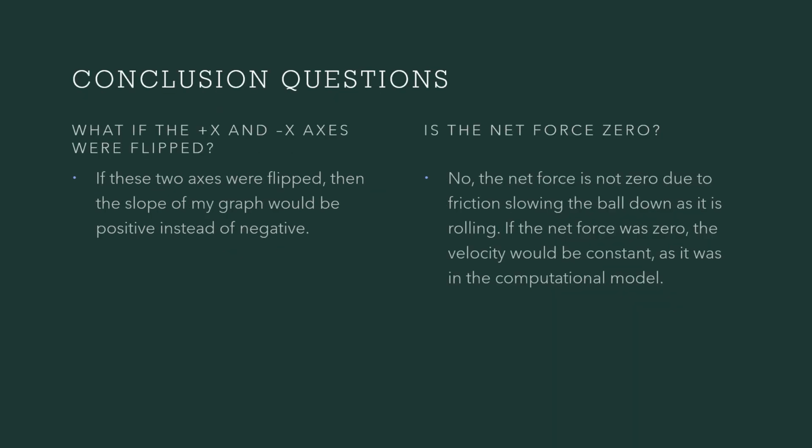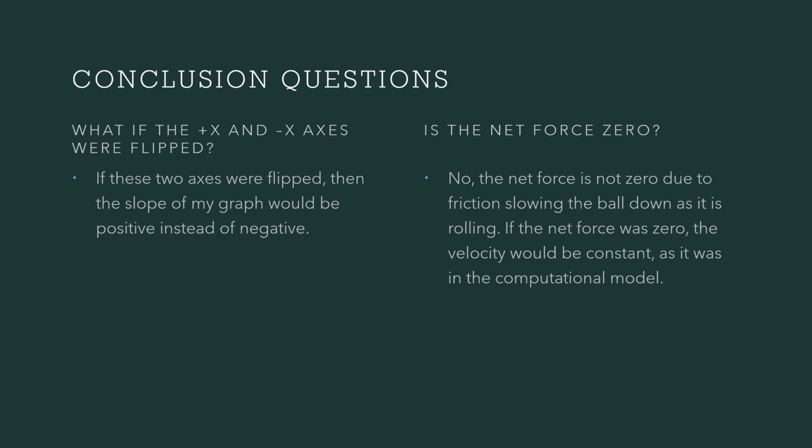Then the conclusion questions: what if the positive and negative x-axes were flipped? If these two axes were flipped, then the slope of my graph would be positive instead of negative, and also the velocity that I calculated would be positive. My velocity was negative because the ball started in the positive x-axis and then traveled to the negative x-axis.